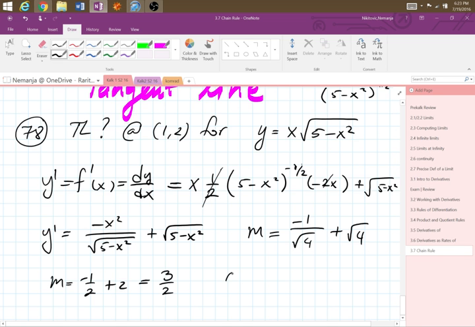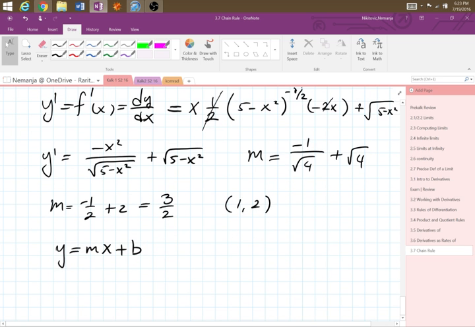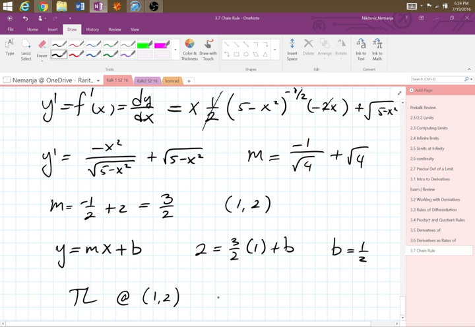And we have (1, 2) as a point. So we now plug into y equals mx plus b. And you have 2 is equal to 3/2 times 1 plus b. So b is 1/2, right? Because you need to add 1/2 to 3/2 to get 4/2, which is 2. So what's the tangent line? Tangent line at (1, 2) is y equals 3/2 x plus 1/2.